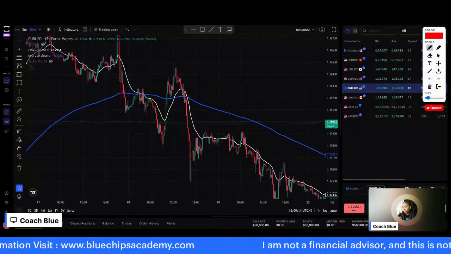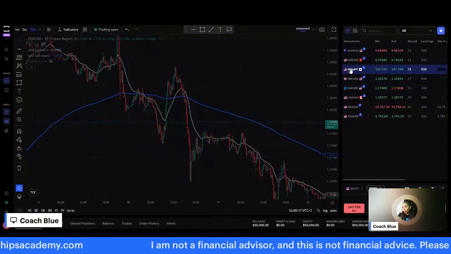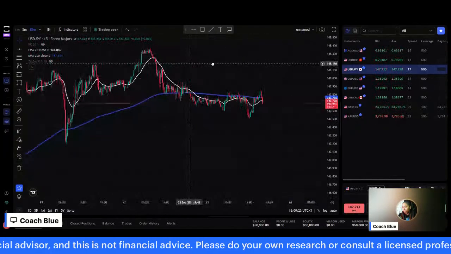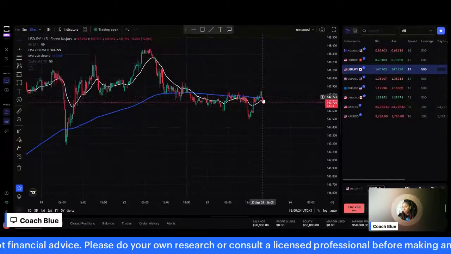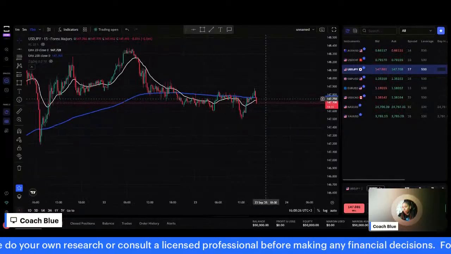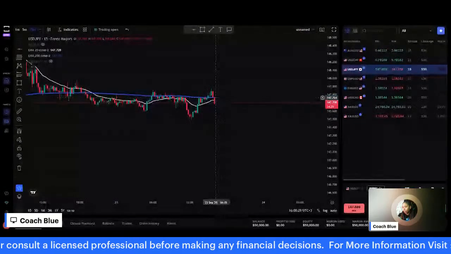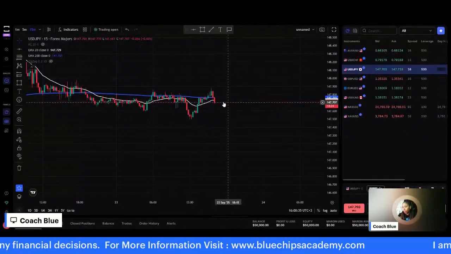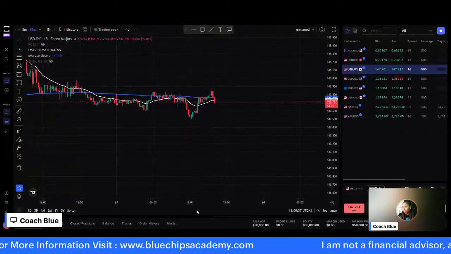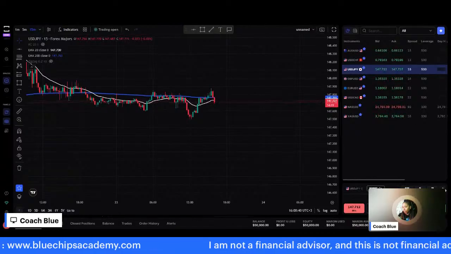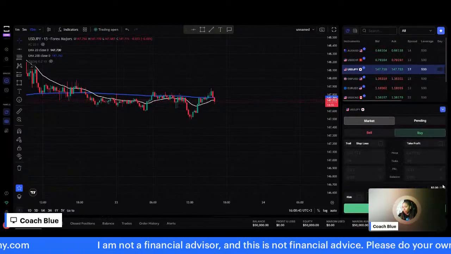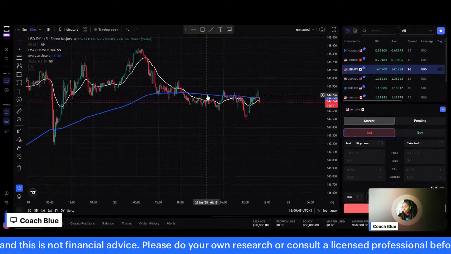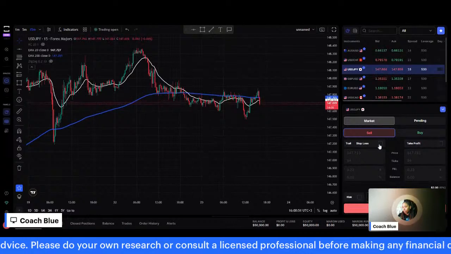So USD JPY, let's look at that since we're talking about touching the 200. Price is right here near the 200. It broke past, it's under the 200. The 20 is under the 200 as well. The candle is under the 200 and the 20 is under the 200. So I'm going to take this trade and risk about 150 on this one. Even though the 200 is flat, we're seeing resistance at this level.